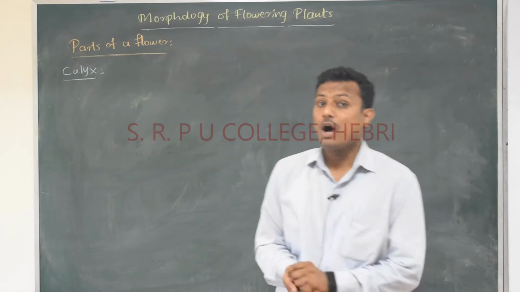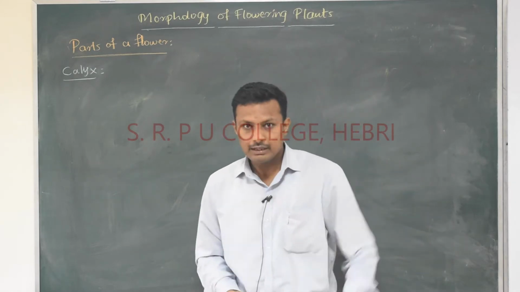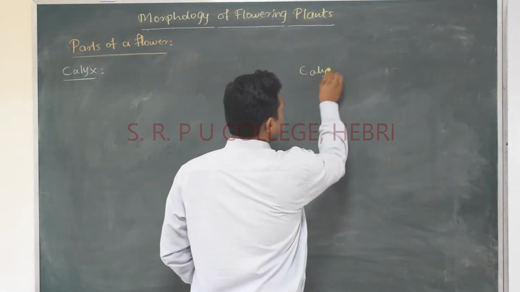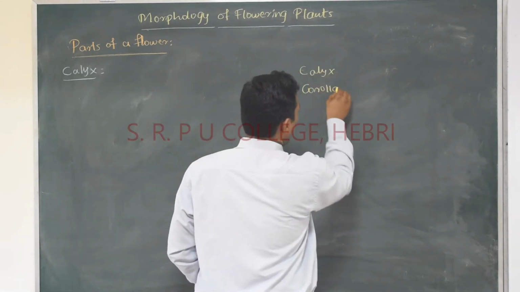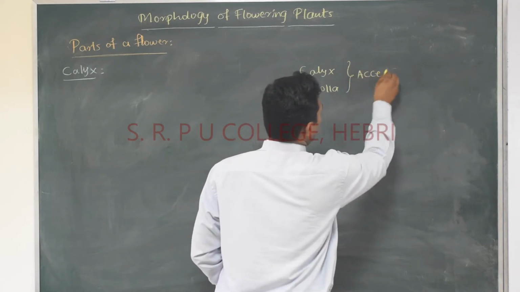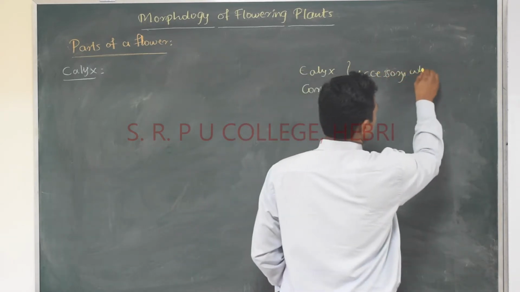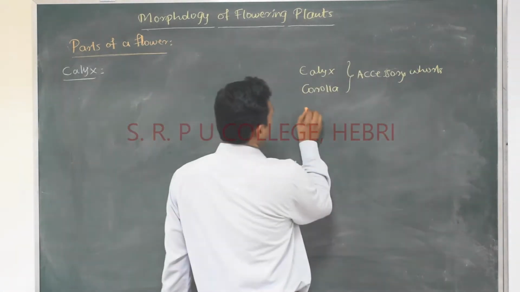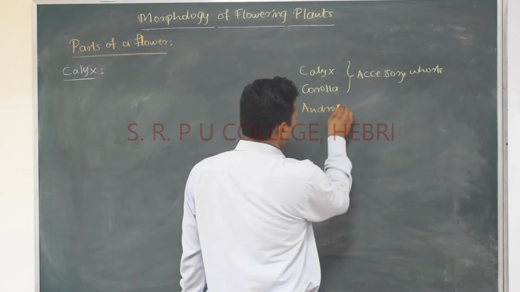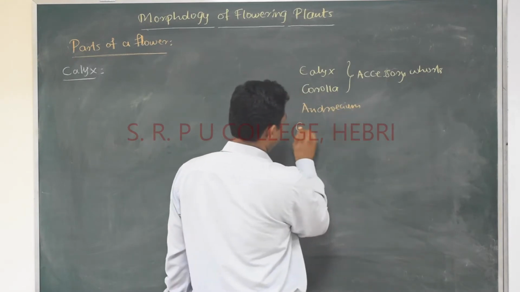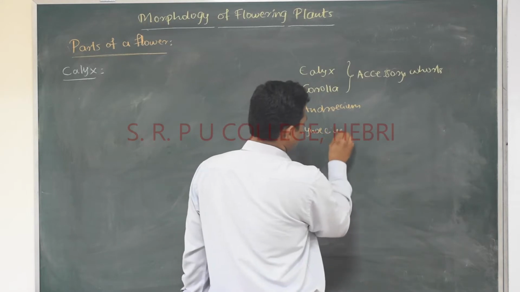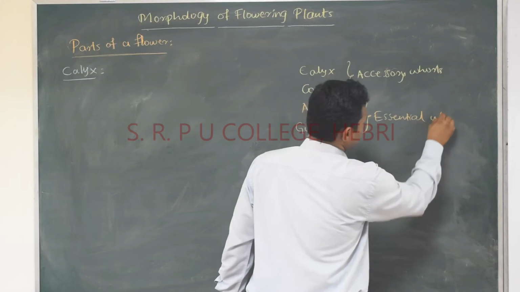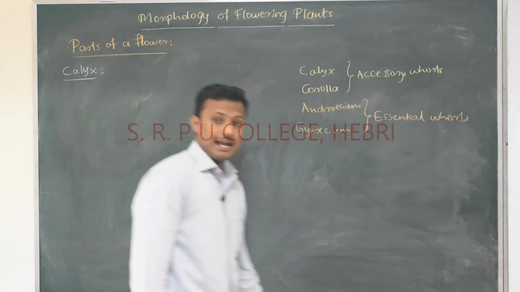Okay, see, out of these 4, calyx and corolla are called accessory whorls, whereas androecium and gynoecium are called essential whorls.